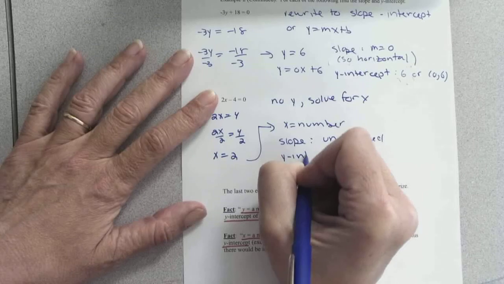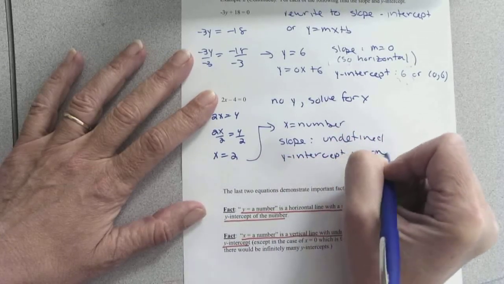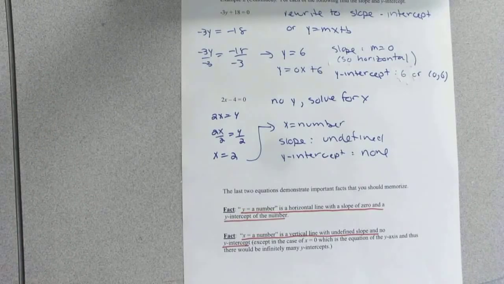And the y-intercept, there isn't one, none. Now don't write 0, because 0 would indicate there is a y-intercept. The y-intercept, there is none. And also on the slope, please do not write the word none. The only things you're ever going to write for slope are a number or the word undefined. Those are the only acceptable answers for slope.